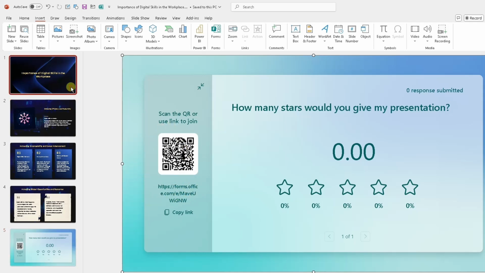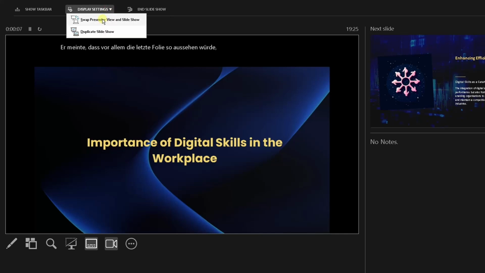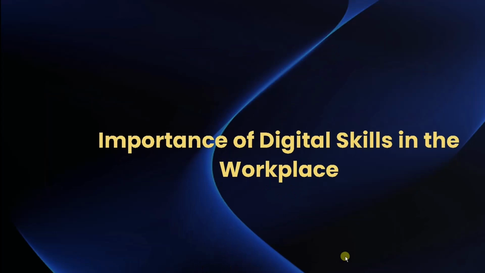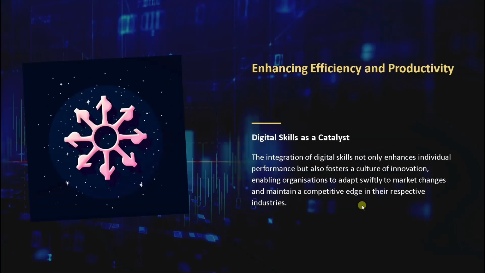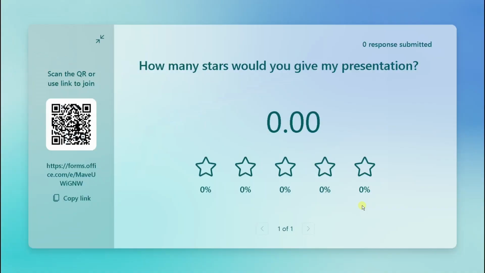So let me display this PowerPoint presentation to see how that last slide in particular would look. So because I've got dual screen, it will show this screen. So I'm going to swap it to show the actual slide. Let me just remove the subtitles for this video. So that will be the first slide, the title, and obviously I will just go through explaining what my PowerPoint presentation is about, go through the second slide, third slide, fourth slide. When I come to the fifth slide, it will show that question there. So how many stars would you give my presentation?